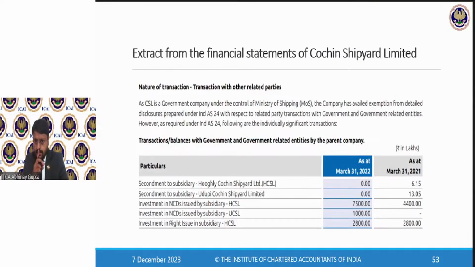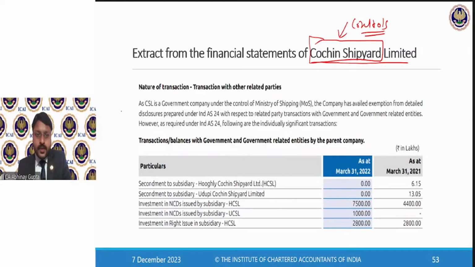Let's see one of the sample disclosures from a government owned entity, Cochin Shipyard Limited. So this is again a government owned company, right? The Government of India, through the President of India, controls this. You can check the shareholding pattern. Now, how is the disclosure of Cochin Shipyard made in their audited annual financial statements for March 22?